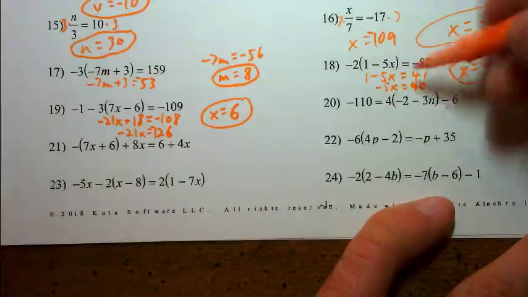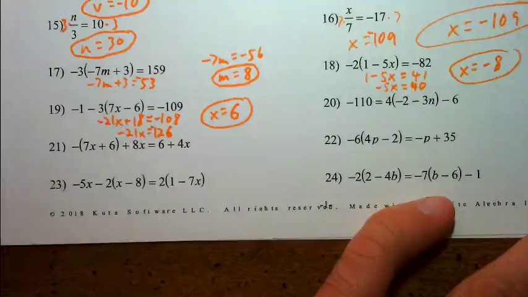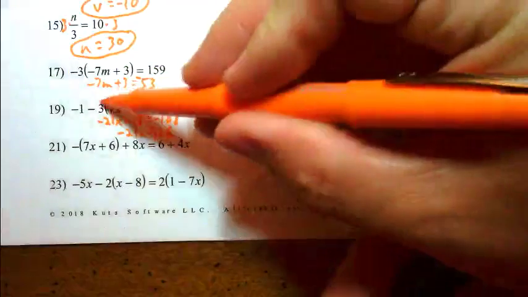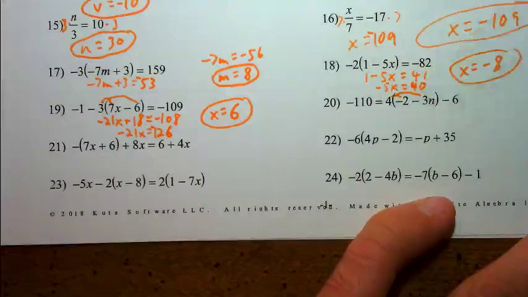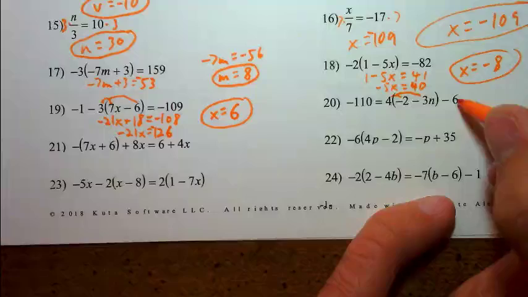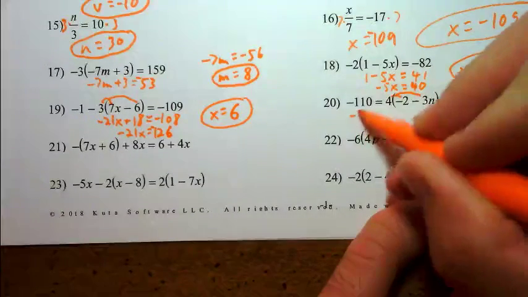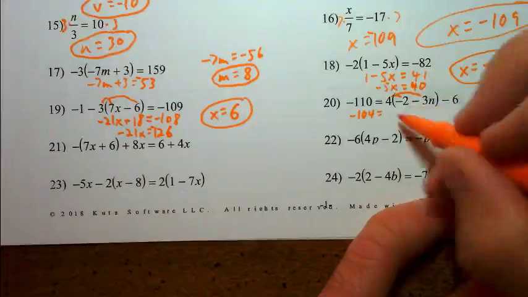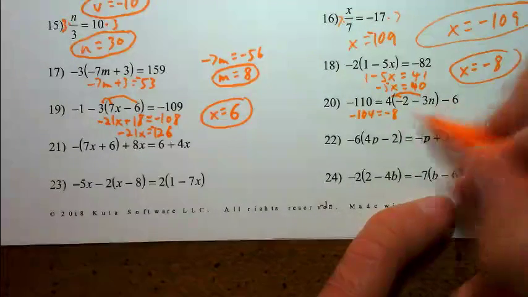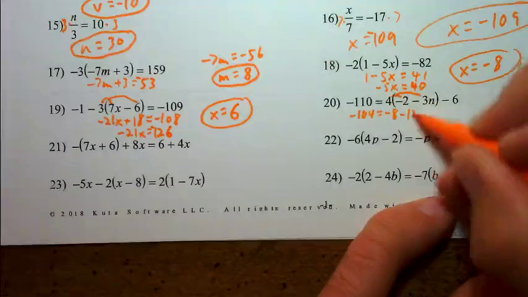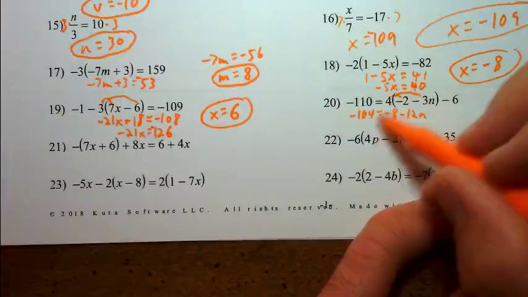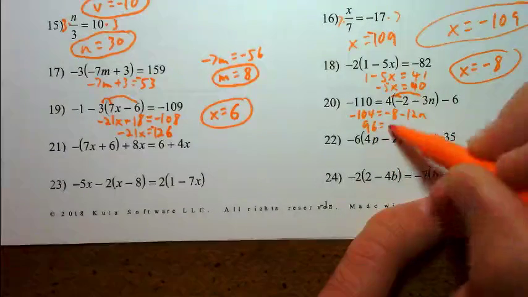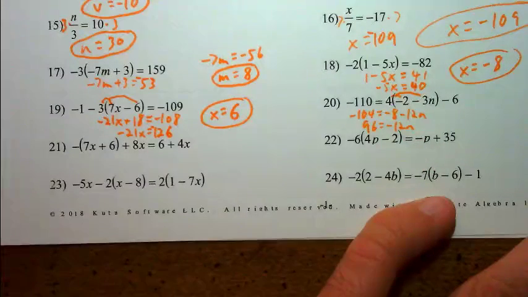On 20. Again, same type of thing. I can go ahead and I'll use my distributive property this time, just like I did over here. I'll distribute the 4 to both of these, just to save us some time, because I'm going to also need to move that 6 over. So let's go ahead and move the 6. We're adding 6, so it gives us negative 104 equals negative 8 minus 12n. Now I can bring the 8 over, so add positive 8. That brings us down to 96 equals negative 12n. Divide by negative 12.